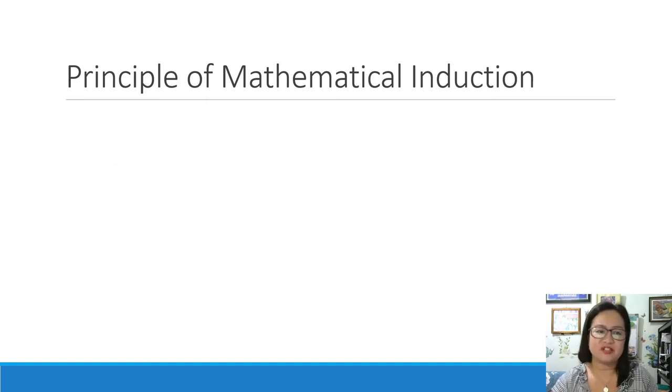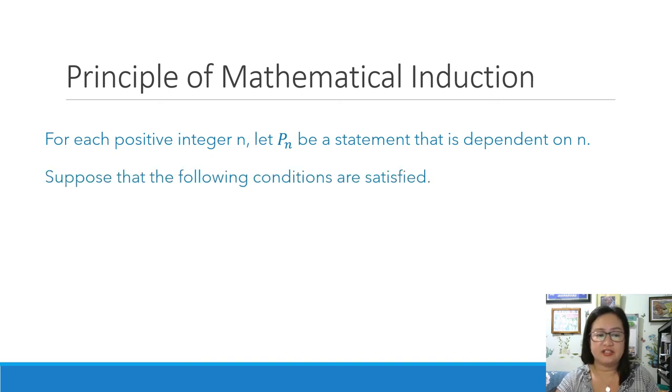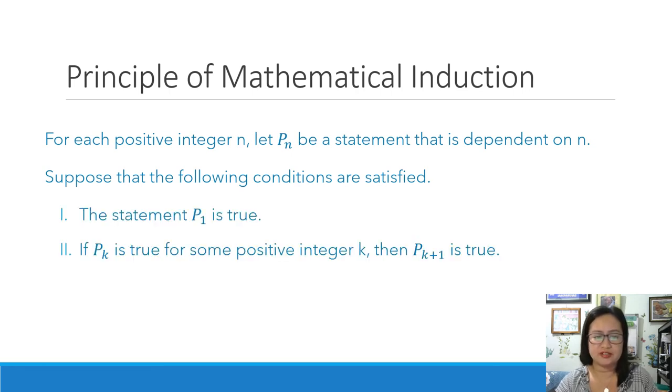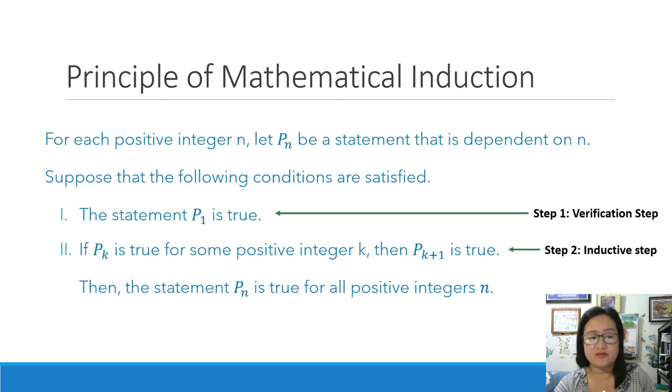The principle of mathematical induction states that for each positive integer n, let p sub n be a statement that is dependent on n. Then suppose that the following conditions are satisfied. Statement p sub 1 is true, and if p sub k is true for some positive integer k, then p sub k plus 1 is true, then the statement p sub n is true for all positive integers n. With this description, we can clearly see that there are two steps involved in the principle of mathematical induction. The first step is the verification step. The second step is the inductive step.